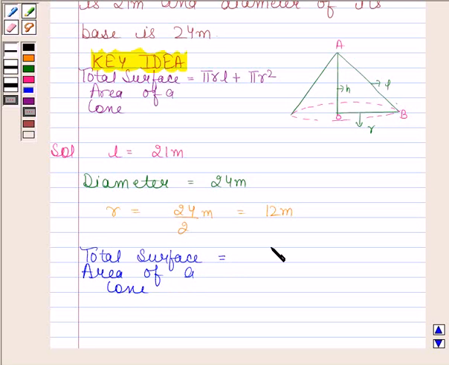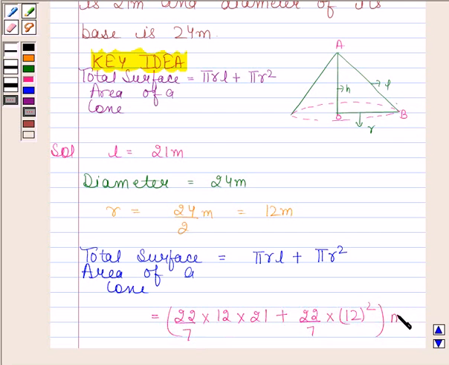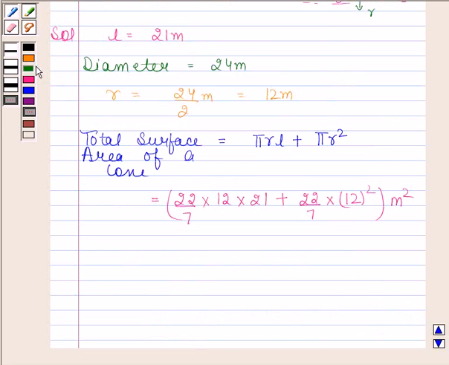Total surface area is equal to curved surface area of a cone, that is pi r l, plus area of the circular base, that is pi r square. Now substitute the values of pi, r and l in this. Pi is equal to 22 by 7, r is equal to 12 meters, l is equal to 21 meters, plus again pi is equal to 22 by 7, r square is equal to square of 12 meters square. And this is equal to, on cancelling 21 by 7, we get 3.